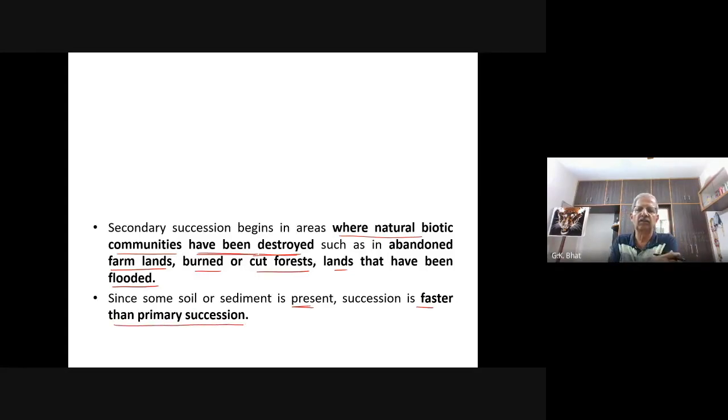Right? Succession is faster. Now, who will explain what is primary succession and what is secondary succession? Quick. I want one of you to open your mouth and start telling. Till then, I will keep quiet.